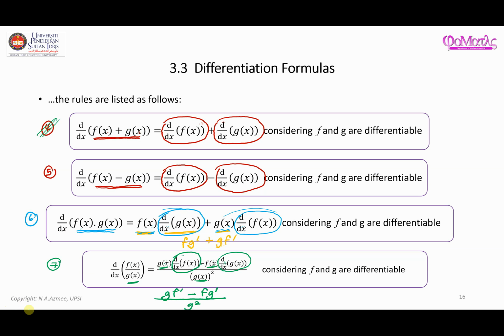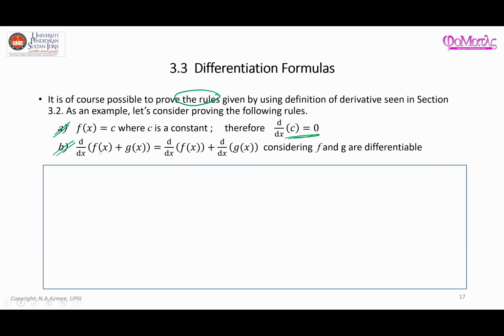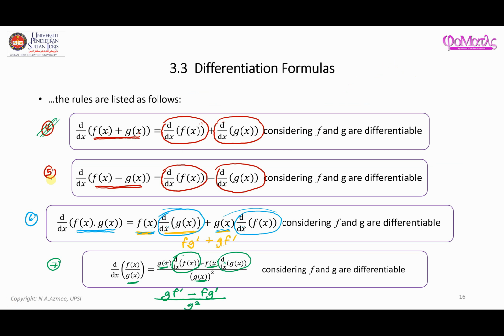So I'm going to demonstrate how you can get the formula for rule number 1 and rule number 4. The idea is you are going to go back to the definition of derivative, which you have seen in section 3.2. So this idea can be implemented to prove other rules, for example rule number 5 or 6 or 7, but they are not shown in this video. And if you are interested, you can try and do it on your own.